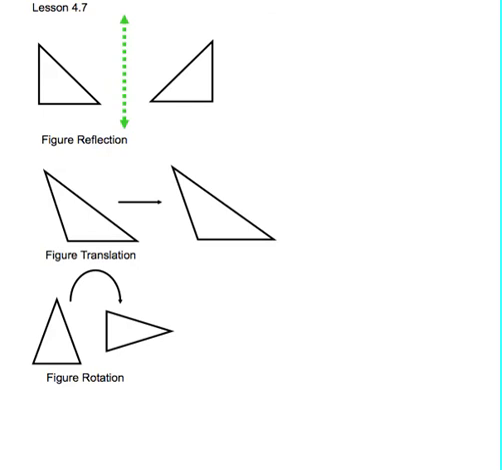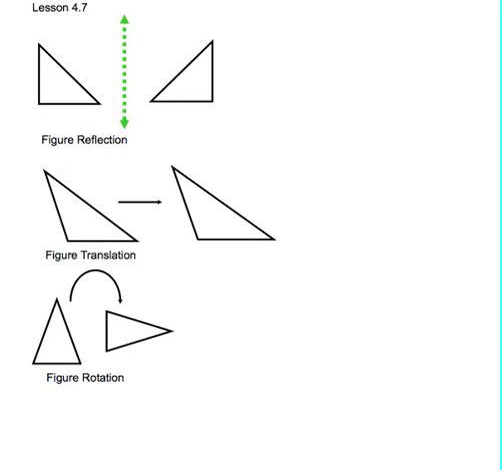A translation, which is the next congruence transformation, is also known as a slide, and it's a transformation that moves all points of the original figure the same distance in the same direction. And the final congruence transformation is a rotation. It's a transformation around a fixed point called the center of rotation through a specific angle and a specific direction.